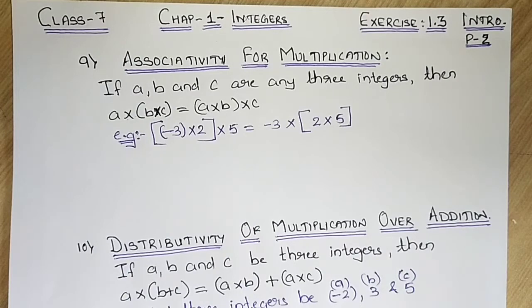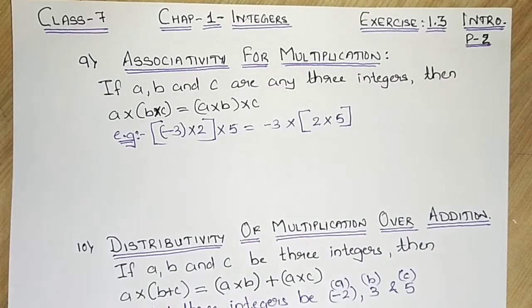We are in exercise 1.3 introduction part. This is part 2 of introduction. In first part we have studied 8 properties for multiplication. Today we are going to study next 3 properties. So let us start.